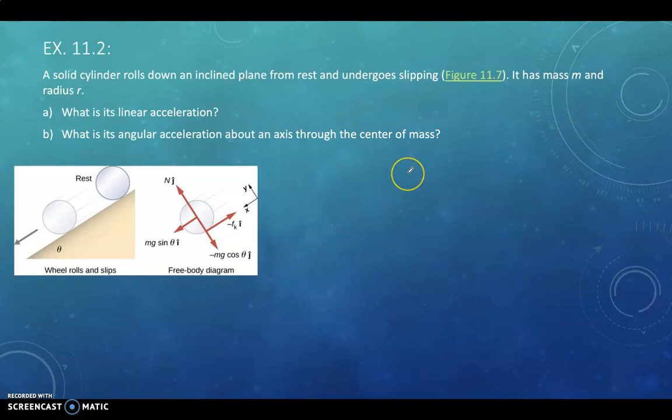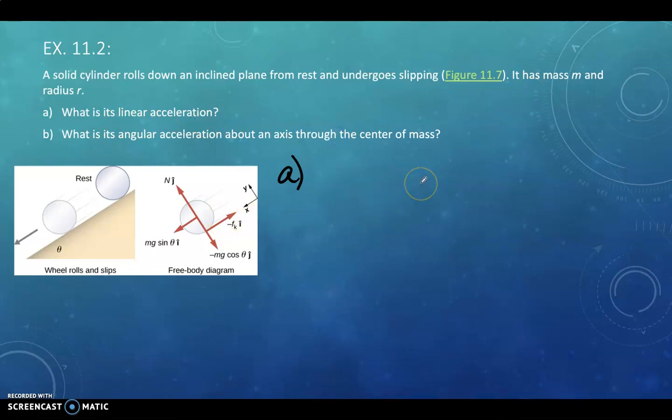Okay, so let's look at an example. This is 11.2, and I'm going to try my best to keep the problems simple. I don't think we need to go into too much detail here. This is the figure that goes along with this problem. It states: a solid cylinder rolls down an inclined plane from rest and undergoes slipping. It has mass m and radius r. What is its linear acceleration?